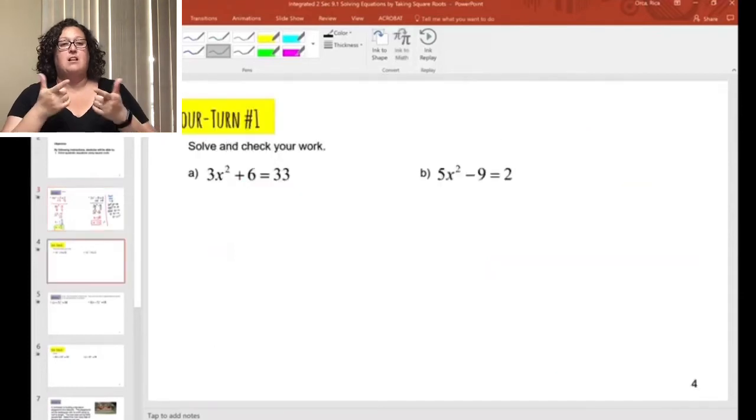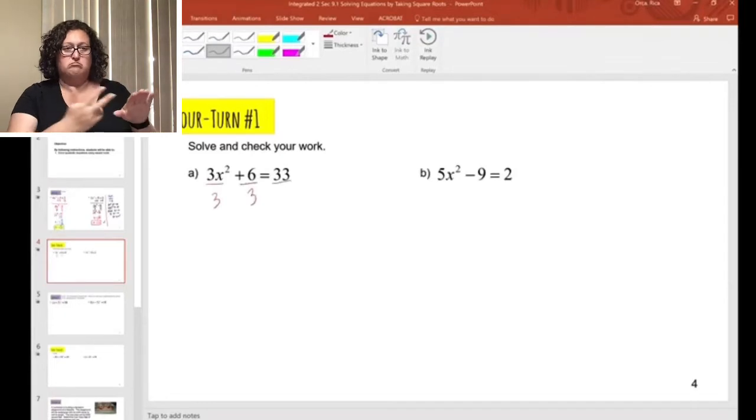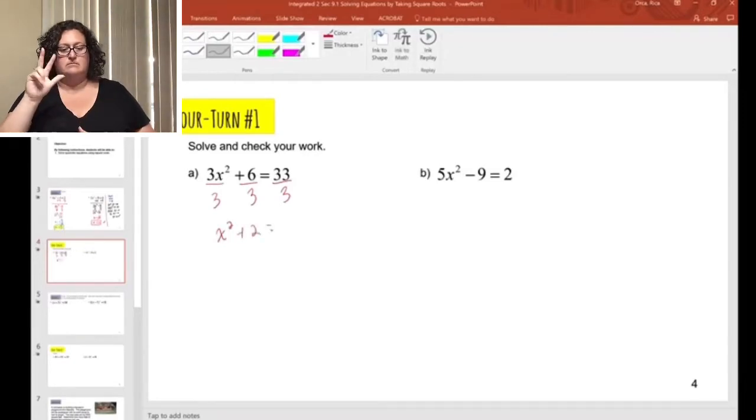Let's move on. When you try A, notice how we have 3x squared plus 6 equals 33. Let's simplify this equation so that our numbers are easier to work with. I am going to divide each term by 3, and that's going to give me x squared plus 6 divided by 3, which is 2, equals 33 divided by 3, which is 11. Now I want to subtract 2 from both sides. That's going to give me x squared equals 11 minus 2, and 11 minus 2 is 9.